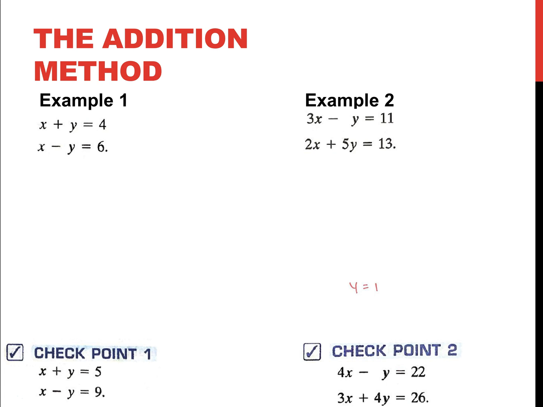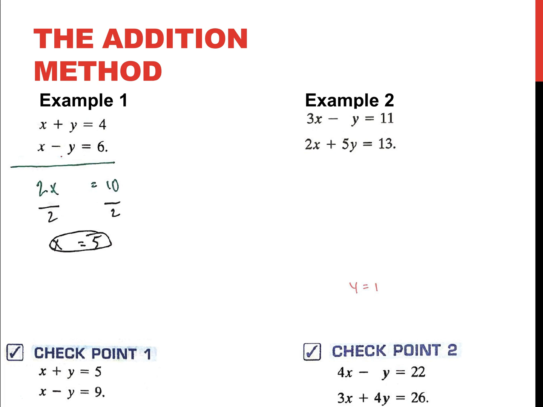Okay, so the addition method is a method that we use specifically when we see that we have variables with opposite signs that cancel easily if we add the equations together. So in example 1, I see that I have a positive y and a negative y, which means that if I were to add these two equations together, the y's cancel. X plus x is 2x, and 4 plus 6 is 10. Now, because the y's cancel, I can solve for x. By dividing by 2 on each side, I actually see that x is equal to 5.